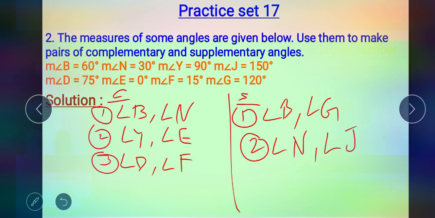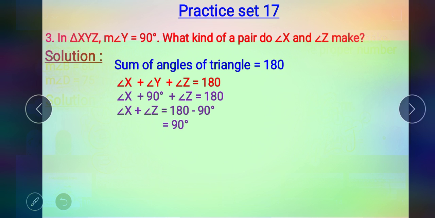So here this is your question number 2. We got all the pairs. You must have understood how to get the pairs. For complementary angles, you check that the addition must be 90 degrees, and for supplementary angles you check that the addition must be 180 degrees, students.